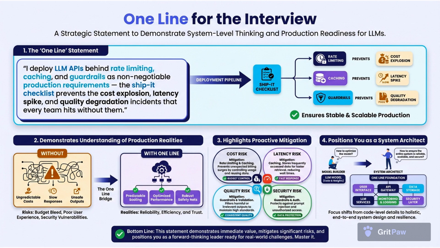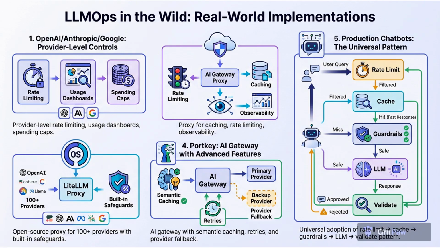These LLMOps principles aren't just theoretical, they are actively implemented across the industry. Major LLM providers like OpenAI, Anthropic, and Google all offer built-in rate limiting, usage dashboards, and spending caps. These are your first line of defense, but client-side controls are still necessary. For broader solutions, services like Cloudflare AI Gateway act as a proxy, automatically adding caching, rate limiting, and observability to any LLM API call you make, abstracting away much of the complexity.